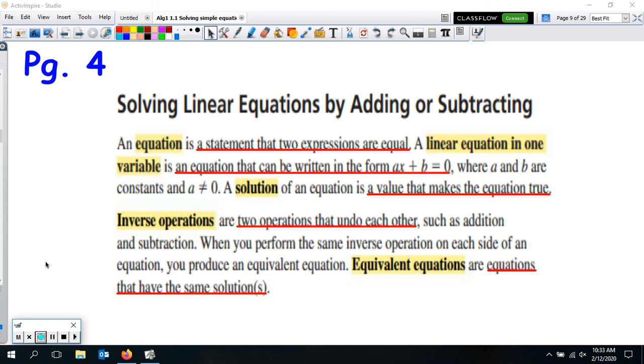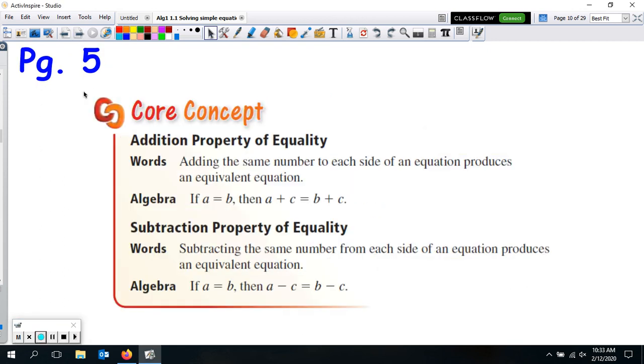Okay, so if you need to pause the video at this point before I move on, to just continue to write down what you need to write down there, you can do that. But I'm going to move on to our core concept that's found on page 5. Page 5 shows us the addition property of equality and subtraction property of equality.